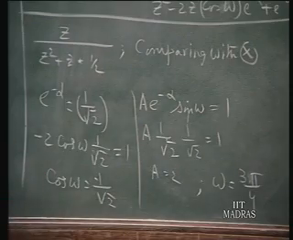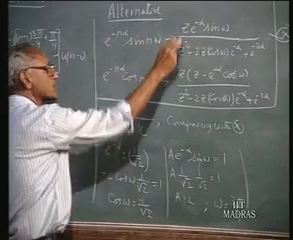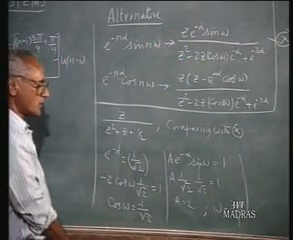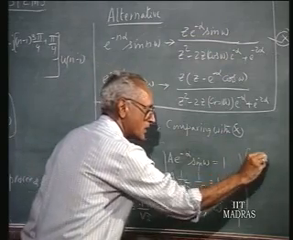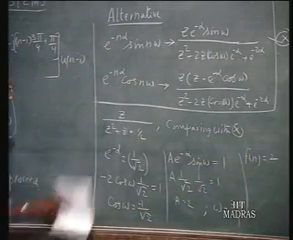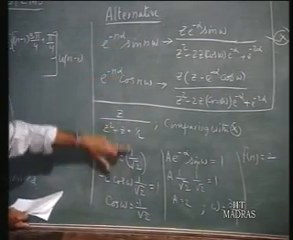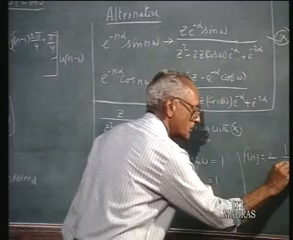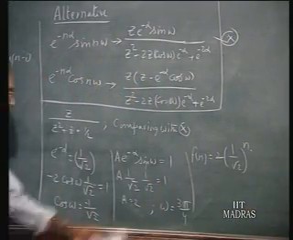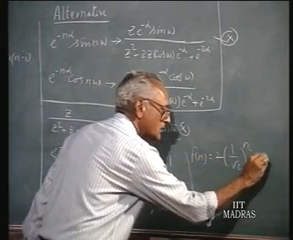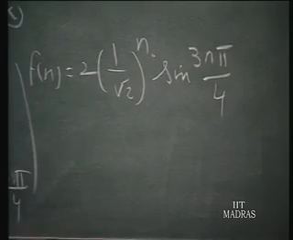A is a constant. So that means we have a times a quantity like this, where a is 2. Therefore, f of n corresponding to this can be written as 2 times e to the power of minus alpha, which is 1 by root 2, but we are talking about e to the power of minus n alpha, therefore 1 by root 2 to the power of n, sin n omega, that is sin 3n pi by 4, and of course u of n.